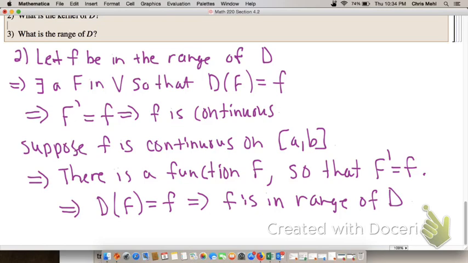Okay, so what I just showed was if f is in the range of D, it's got to be continuous, and if I start by assuming it's continuous, it has to be in the range of D. So that implies the range of D is, and I'm going to write it this way, this is notation for the set of all continuous functions on the closed interval from A to B.